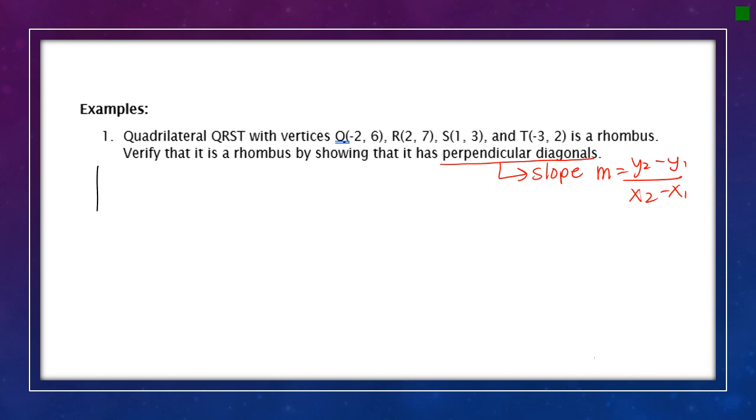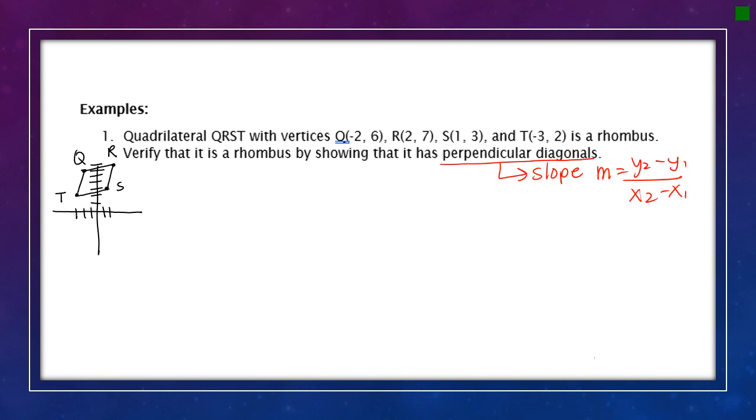It's good to draw a picture just to get an idea of what we're talking about, and make sure that you're using the right letters as the diagonals, because if you use the wrong letters for your points, you're definitely not going to get the right answer. So I'm going to draw a quick sketch. So -2, 6 is point Q. 2, 7 is R. S is 1, 3. And T is -3, 2. So here's my rhombus.